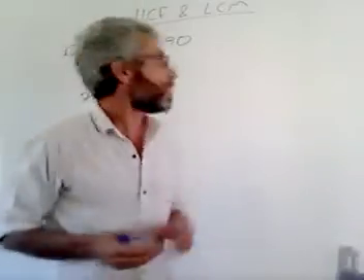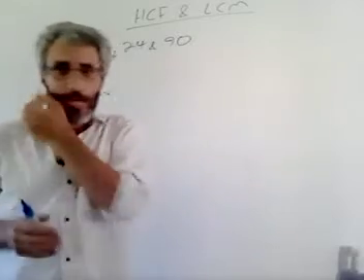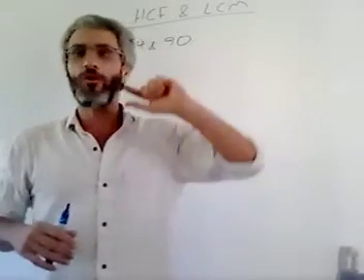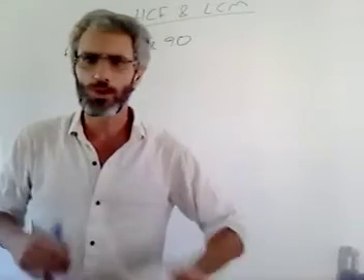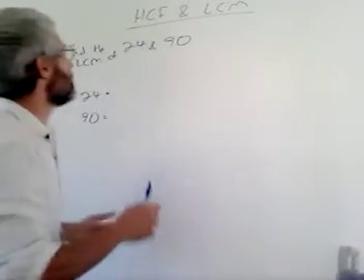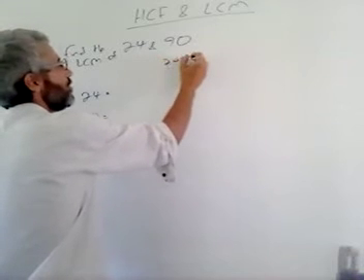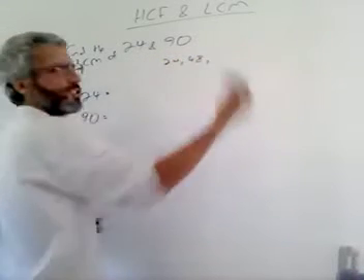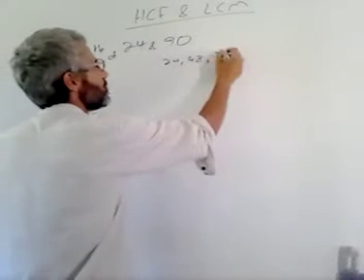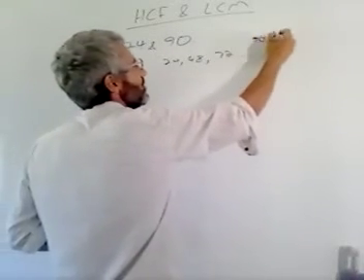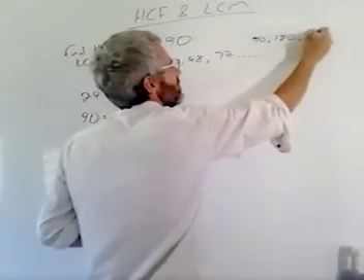Okay, so now I've got two numbers, 24 and 90, and I'm not looking for the highest common factor. That will be actually quite easy. I'm looking for the lowest common multiple. What is the lowest common multiple? Well, 24, what are the multiples of 24? It will be 24, 48, another 24 is going to be 72, and so on and so on. 90 will be 90, 180, 270.